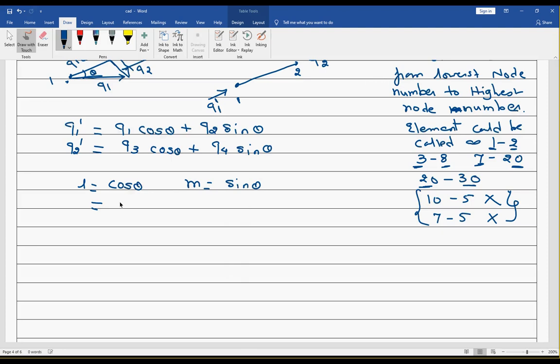Now how is the cos theta calculated? It is delta x by L, the length of the element. How is m calculated? It is delta y by the length of the element. Okay, you will not calculate sine and cos directly. Remember one thing, you will not calculate sine and cos in any case. Always sine and cos have to be calculated using delta x by LE and delta y by LE. Even though sometimes they give you the angle, don't take cos. Okay, so remember cos always varies between 0 to 180. That is what is the problem.